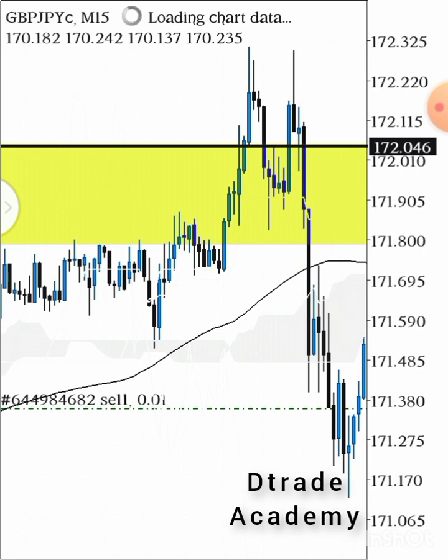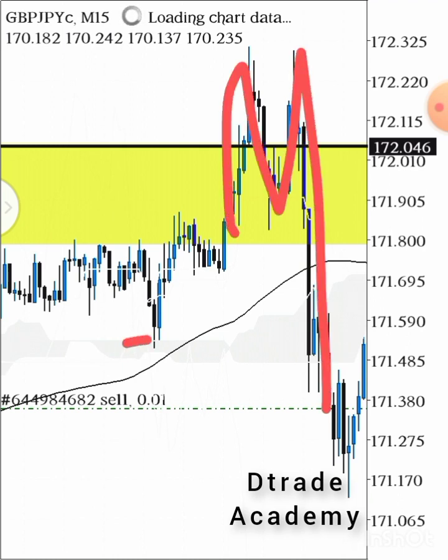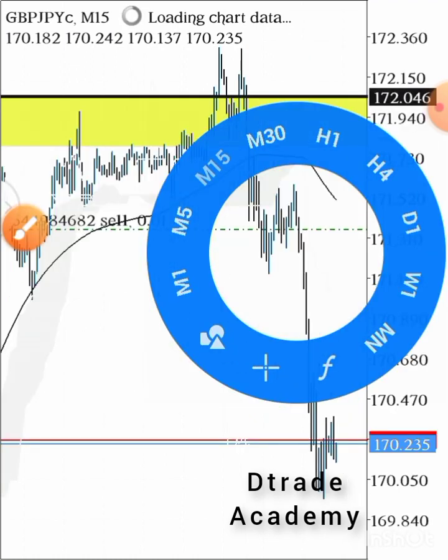must break our low. So we can see this M pattern. You can see how it broke this low. So this is what we call choke. That means there is a shift in market trend. So what do? I will have to zoom in.